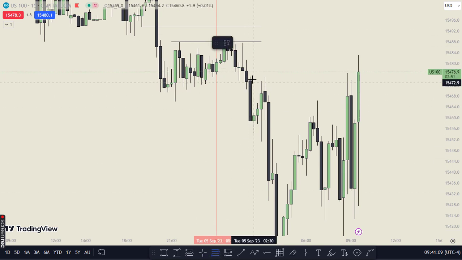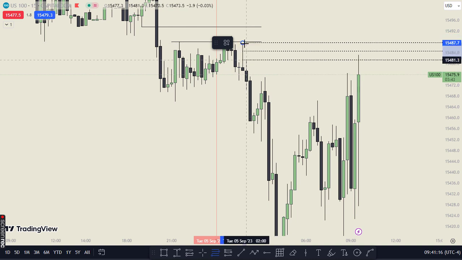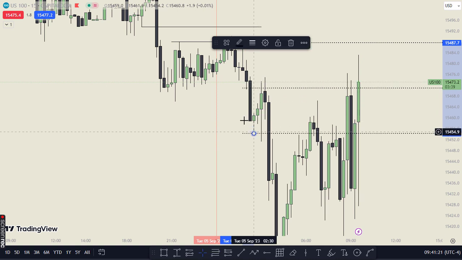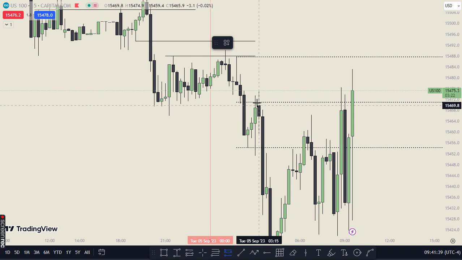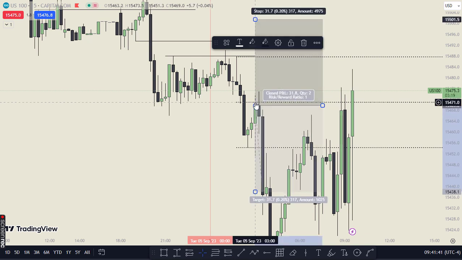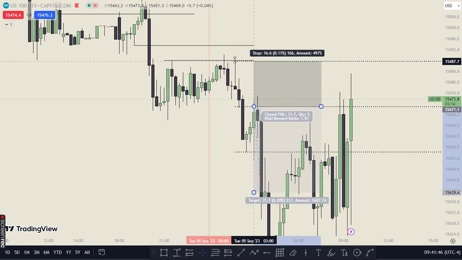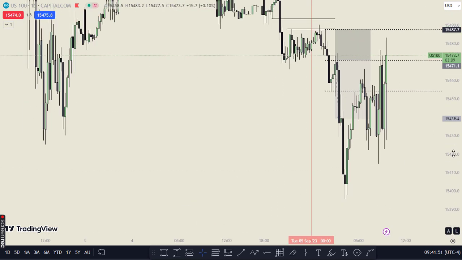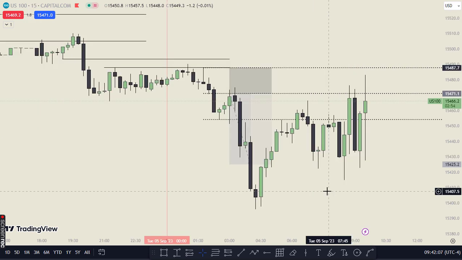How to take your entry? I prefer this method. So I take a fib from this swing right here all the way to here. All right. And then I take my entry on premium levels, so above the 50%. I prefer to take it at the 50% level. So just like this. My stop loss is always here. And then you can target whatever you want. In our case, I have targeted this, right? And here you go. That's it.